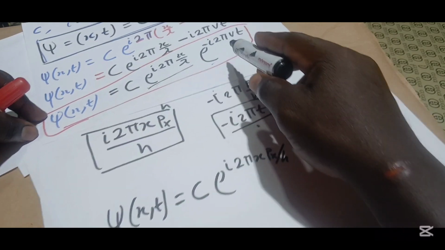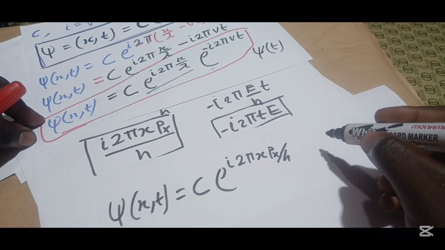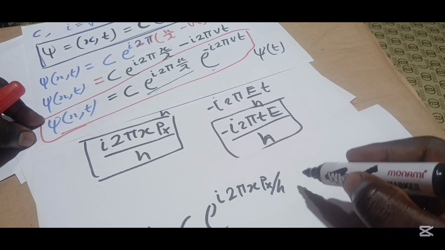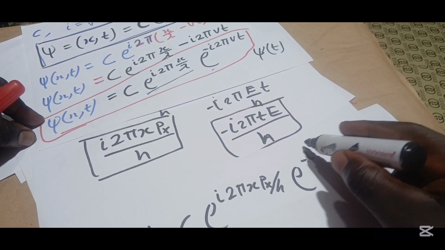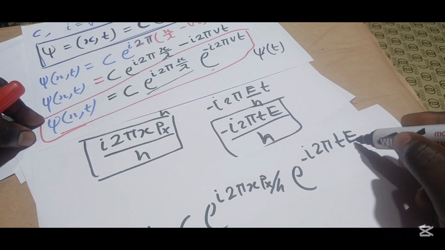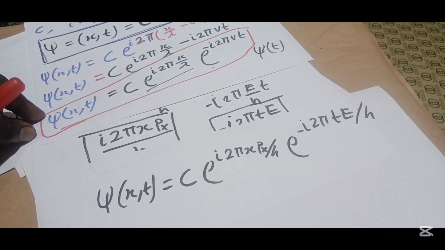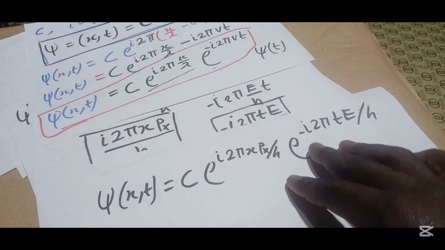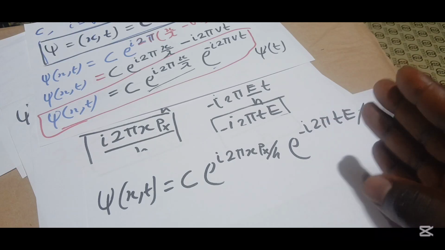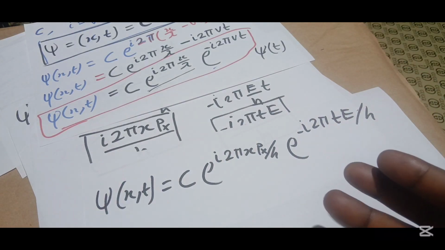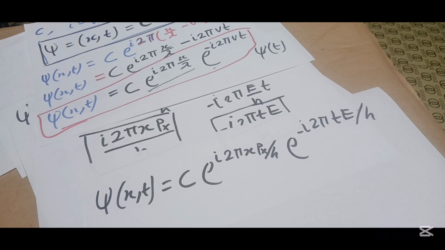And for this term here, after we did our substitution, this is what we got. So we are going to have e to the power minus i 2 pi t E all over h. So now, like we said earlier, we are going to stand on this equation again and differentiate it with respect to time and see what we get. After that, we differentiate it with respect to x and see what we will get.